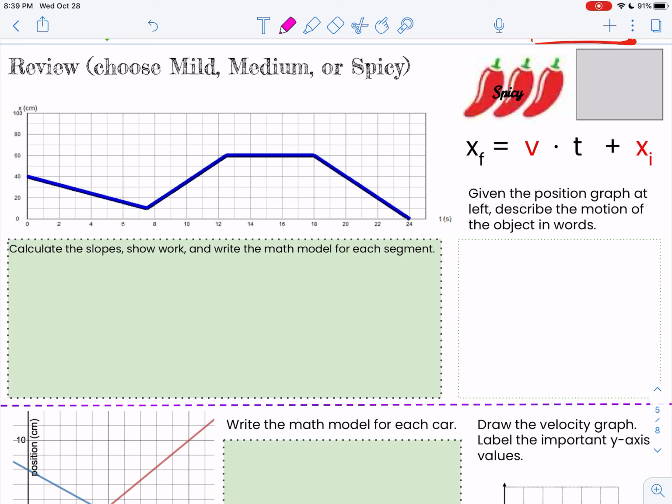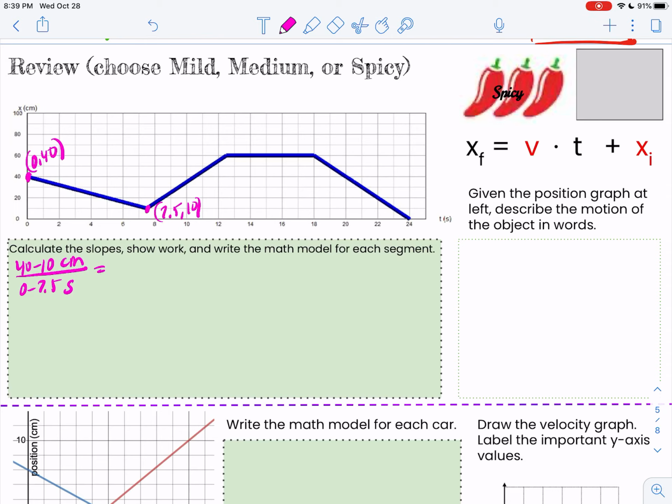Okay, this is the spicy page. All right, calculate the slope, show work, and write the math models for each segment. Okay, there are 4 of them, all right? So first thing, 0, 40, and this one is about 7.5, 10. Okay, all right, so I'm going to do these pretty quick because I think that if you're on the spicy page, you probably can find a slope pretty easily.